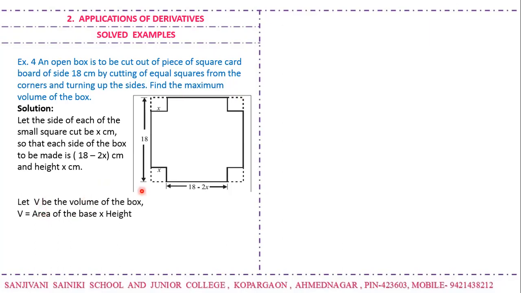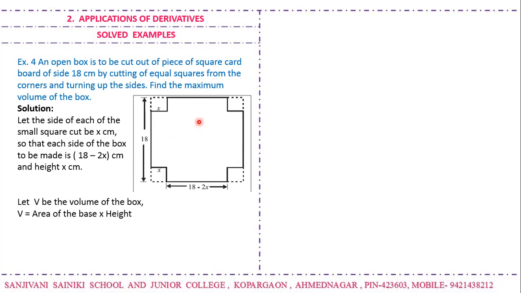Now let V be the volume of the box. How do we find the volume? The area of the base times the height gives the volume of the box. So the area of the base: what are the dimensions of the base? The dimensions of the base are 18 minus 2x times 18 minus 2x.